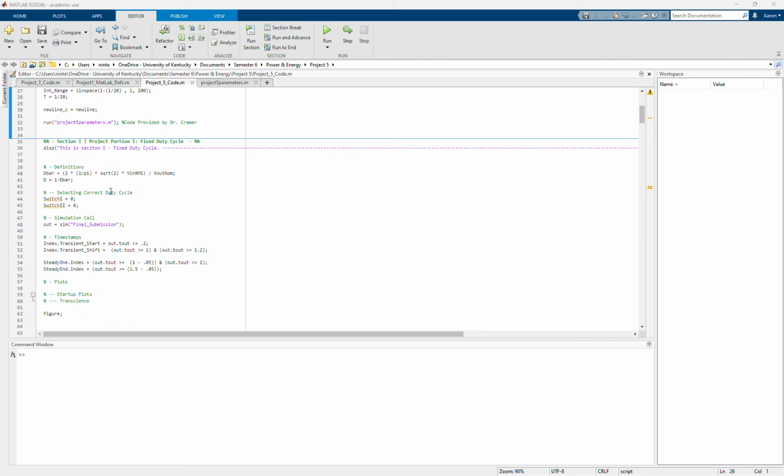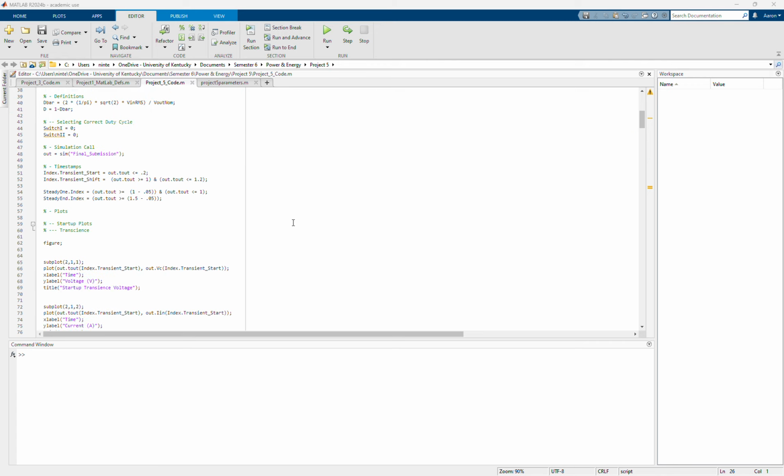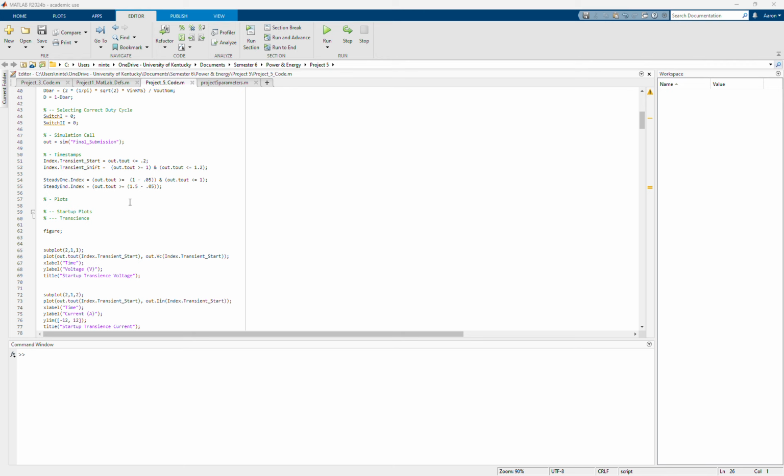Next is section 1, where the duty cycle is fixed. Here's the equation to define the duty cycle. This selection is for the switches I'll get into when I pull up the Simulink. I make the simulation call, and then I make timestamps for the transient and steady states. I wasn't able to make one that represented both transient and steady state for all the values, so I broke them up into individual ones.